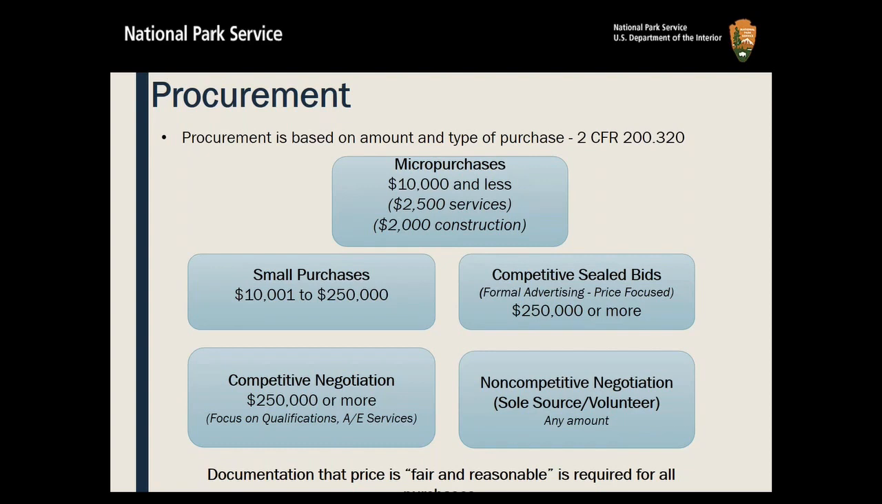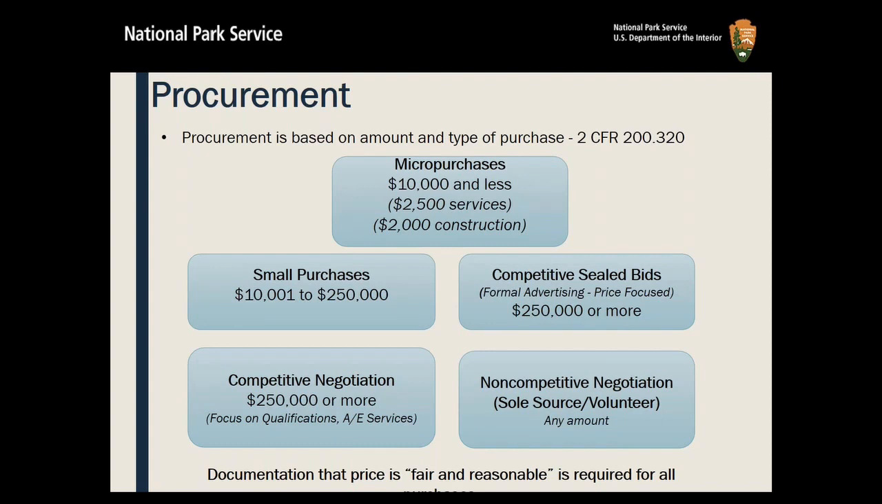But with a micro purchase, you can just go out and purchase the item from whoever you want. As long as it's under that threshold, you don't have to do any competition, you don't have to call around, you can just buy the item from the one place that you find.